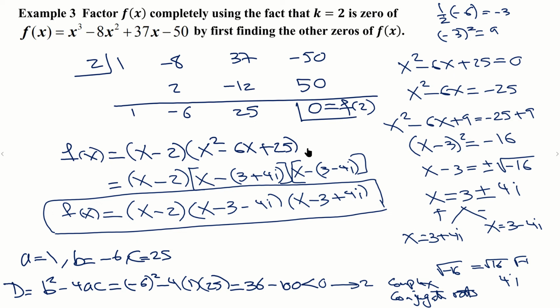Note that if the problem was only asking you to provide the zeros, then you would have just answered the zeros are 2, 3 plus 4i, and 3 minus 4i, okay? But since it said factor completely, we had to go that extra step and write it out like this, okay?